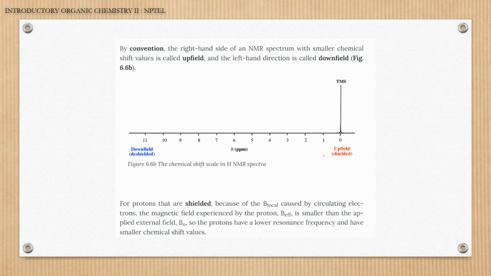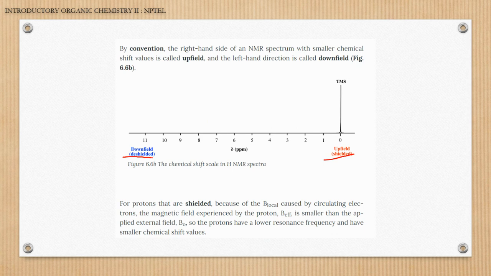This is what the spectrum looks like, with the delta ppm value of the chemical shift. The shielded region present at 1, 2, 3, and 4 is known as the upfield region, and the downfield region is the de-shielded region.